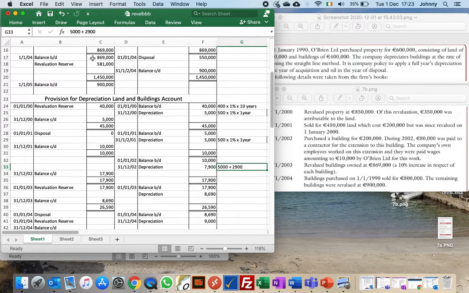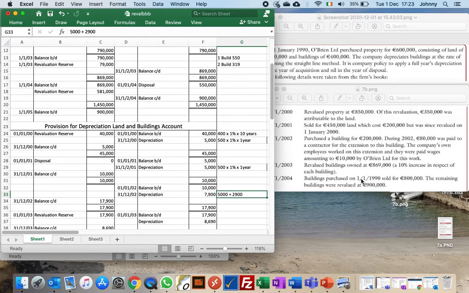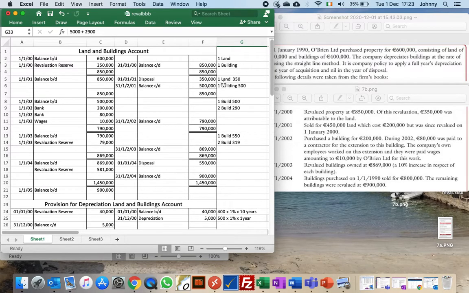So up here, my buildings started at 869 at the beginning of the year, after they were revalued the previous year. We dispose of building one. So this is the building that we'd originally bought way back. It was included in the balance of 600 at the beginning, and that building was revalued twice. It was revalued, let's just quickly check. So this is building number one. It was originally worth 200 at the beginning, and then we revalued it here up to 500, and then we added another 10% to increase that up to 550.